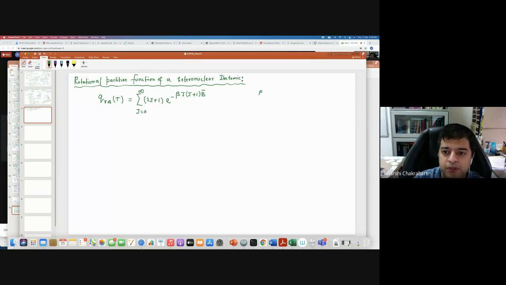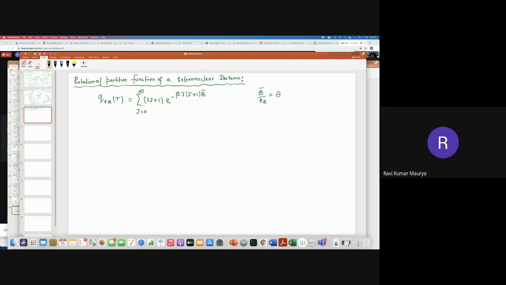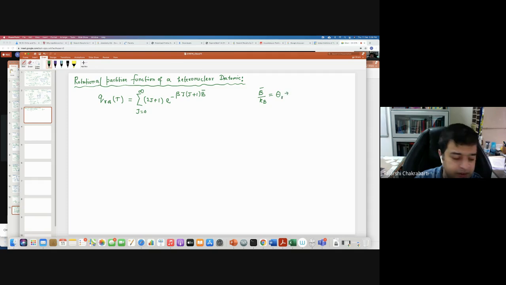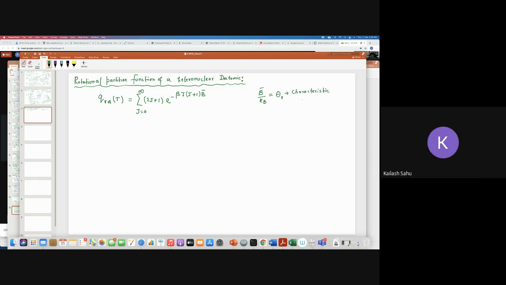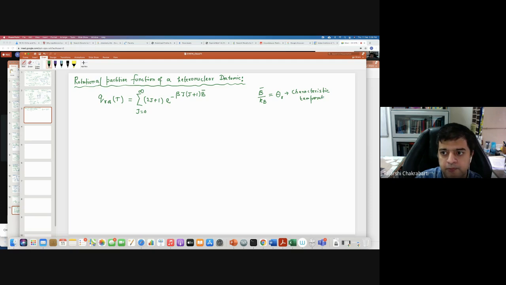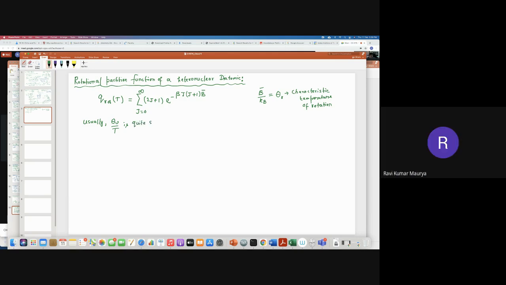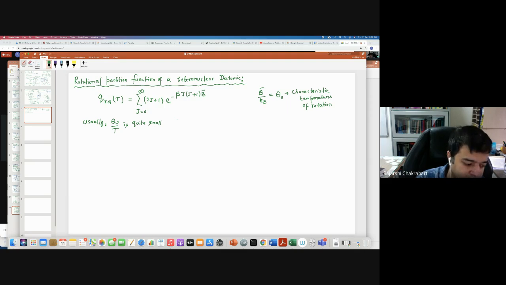Now if I take b bar divided by kB, I can define another temperature. This will be the rotational temperature or characteristic temperature of rotation. Now, usually theta r by T is quite small at ordinary temperatures, around room temperature.